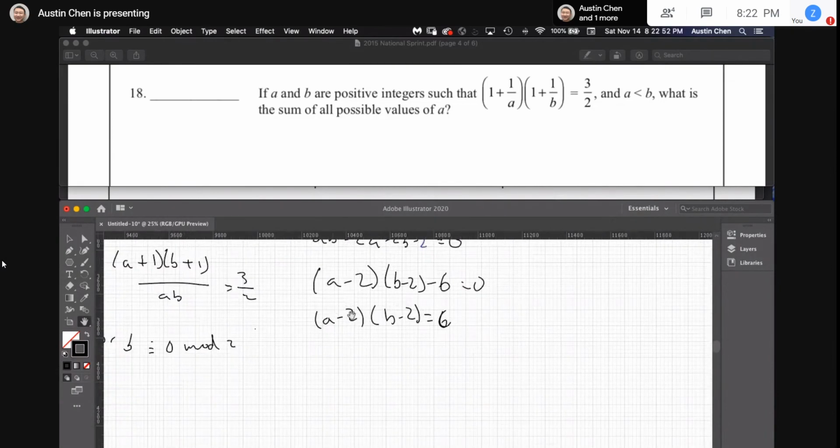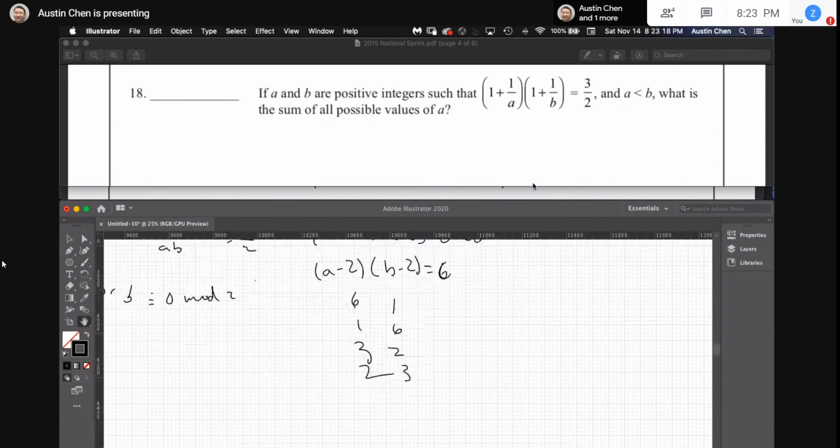Because A minus 2 and B minus 2 both have to be integers, right? Yeah, they both have to be integers, and they have to multiply to 6, right? The only factor pairs of 6 are 6 and 1, or 1 and 6, and 3 and 2, or 2 and 3, right? And we also know A is less than B, so then it's just two cases, and this is really easy to solve, right?